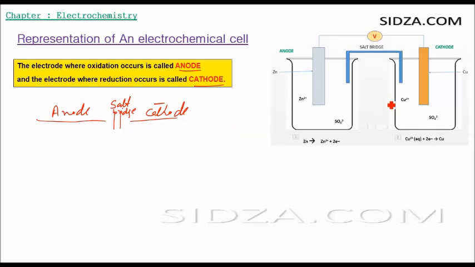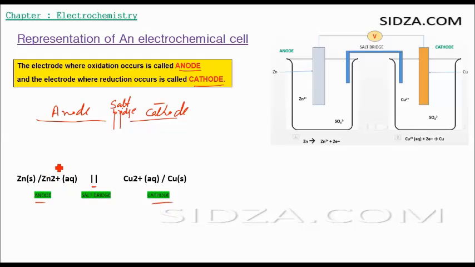So in this example, I have a salt bridge and the zinc electrode acts as the anode, so I'll write it on the left side of the salt bridge, and the copper acts as a cathode, so I'll write it on the right side. So this is how we'll represent it: salt bridge, these two lines, anode from the left side and cathode from the right side.